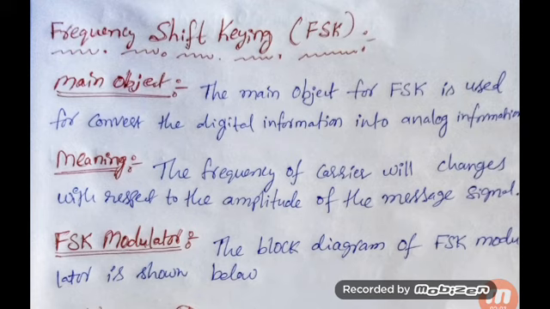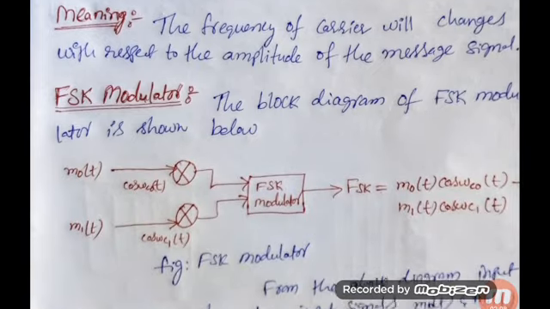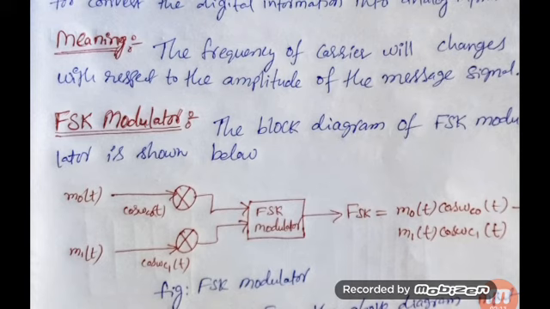Next is the FSK modulator. This is the block diagram of the FSK modulator. On the input side of the FSK modulator we are applying two signals. The first one is the modulating signal and the second one is the carrier signal. The modulating and carrier signals are entering the FSK modulator.